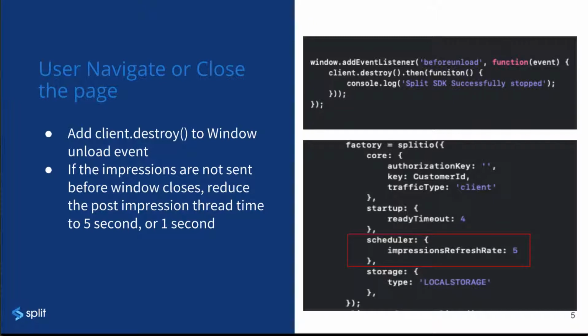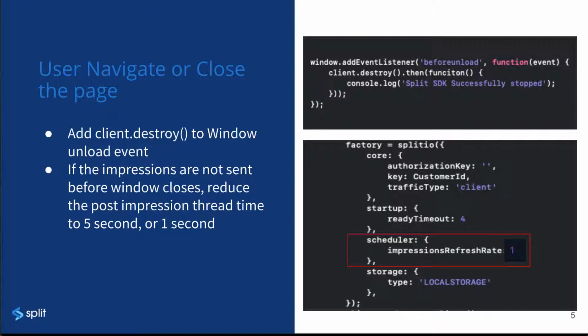And this is by controlling the parameter impressions refresh rate. So the parameter by default is 60 seconds or 30 seconds. Now we can actually bring it down to 5 seconds. This way, after only 5 seconds of a user creating a treatment in the cache, the post impression thread will kick in. Now, we can monitor and see if the 5 seconds actually works, but it's possible actually to change it to 1 second.